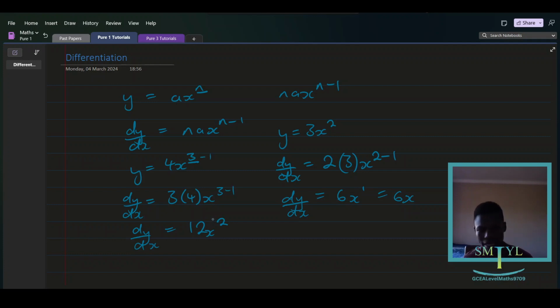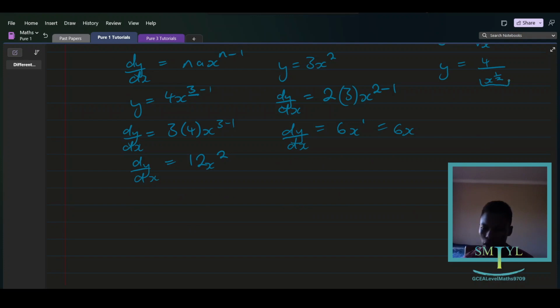Now let's look at a slightly more complex example. We'll do y is equal to 4 over the square root of x. We can rewrite root x as x to the power half. So this is the same as 4 over x to the power half. And let's bring this power up to the numerator, and we can write this as y is equal to 4x to the power minus 1 over 2. And now we can differentiate.